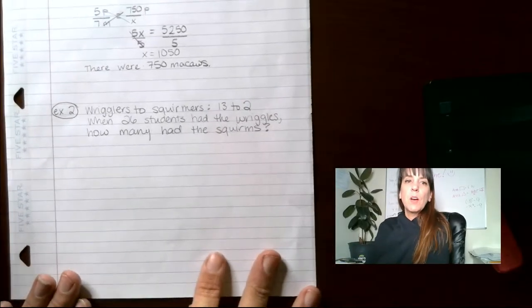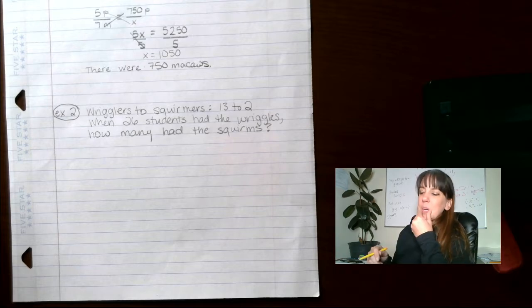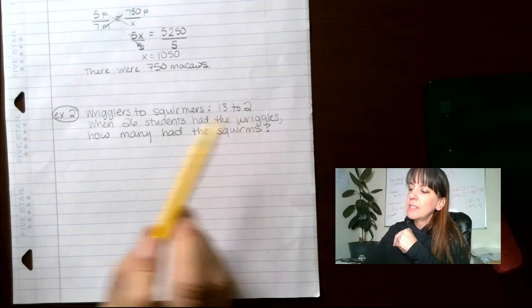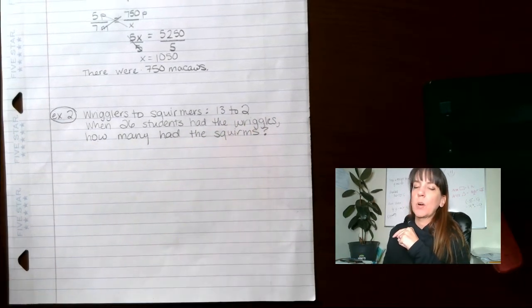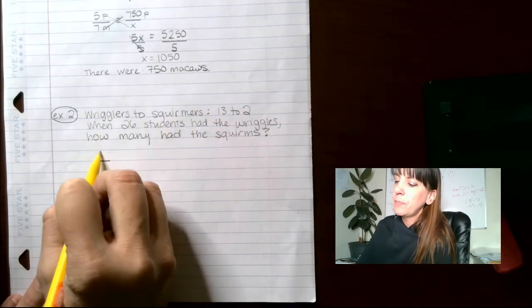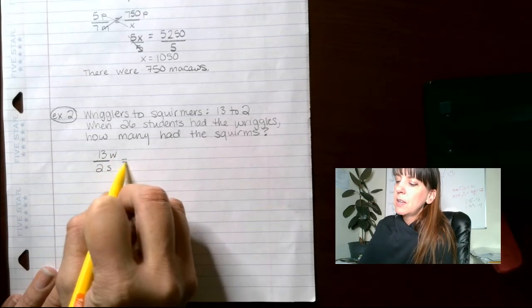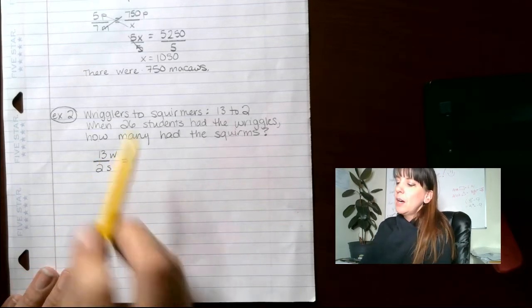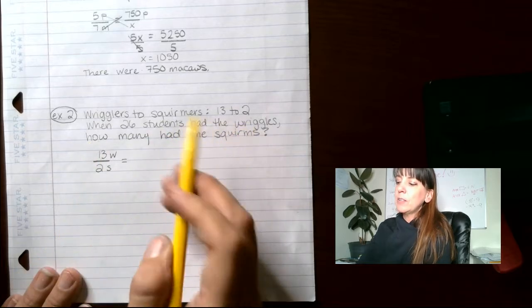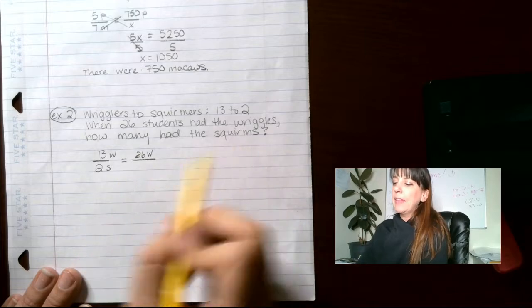Okay, so wrigglers to squirmers in the word problem is 13 to 2. When 26 students had the wriggles, how many had the squirms? We'll start by setting up our first ratio. Wrigglers to squirmers was 13 to 2. When 26 students had the wriggles, so that means we have 26 wrigglers. How many had the squirms?